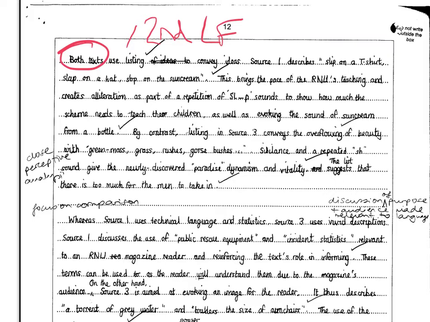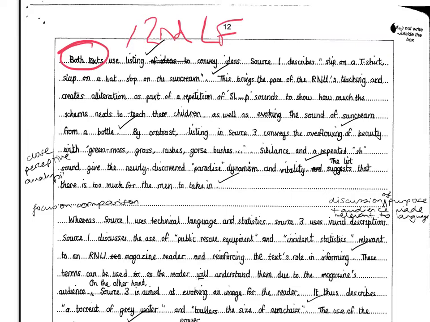This brings the pace of the RNLI's teaching and creates alliteration as part of a repetition of SLP sounds to show how much the scheme needs to teach the children, as well as evoking the sound of sunscreen from a bottle. By contrast, listing in Source 3 conveys the overflowing of beauty with green moss, grass, rushes, gorse bushes. Sibilance and a repeated sh sound give the newly discovered paradise dynamism and vitality. The list suggests that there is too much for the men to take in.